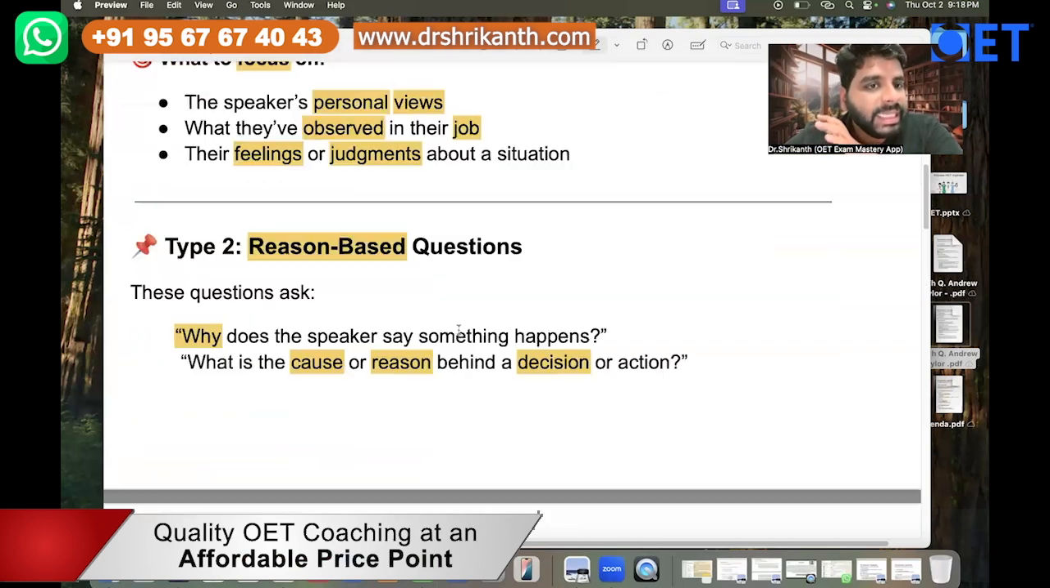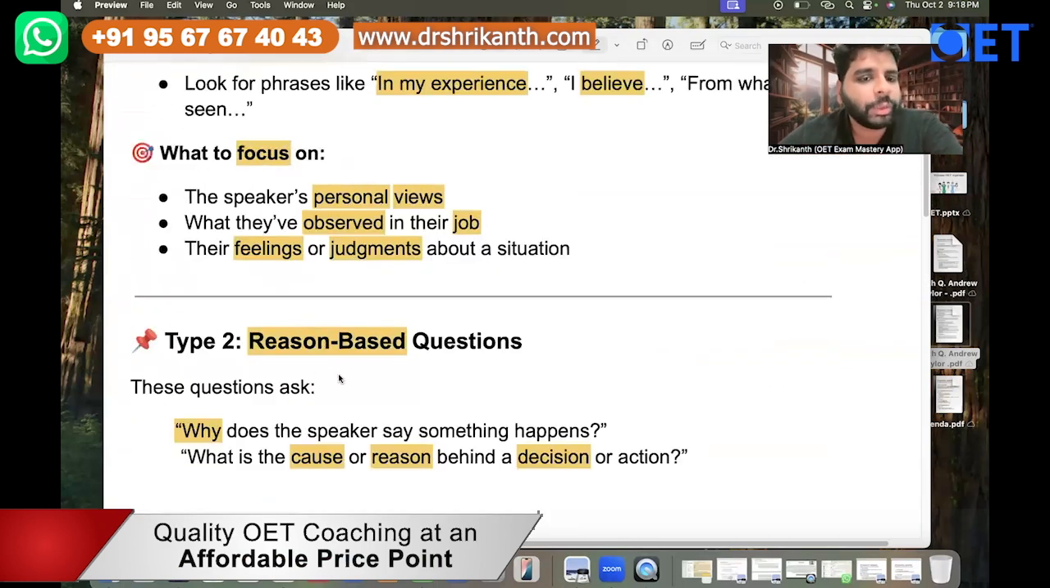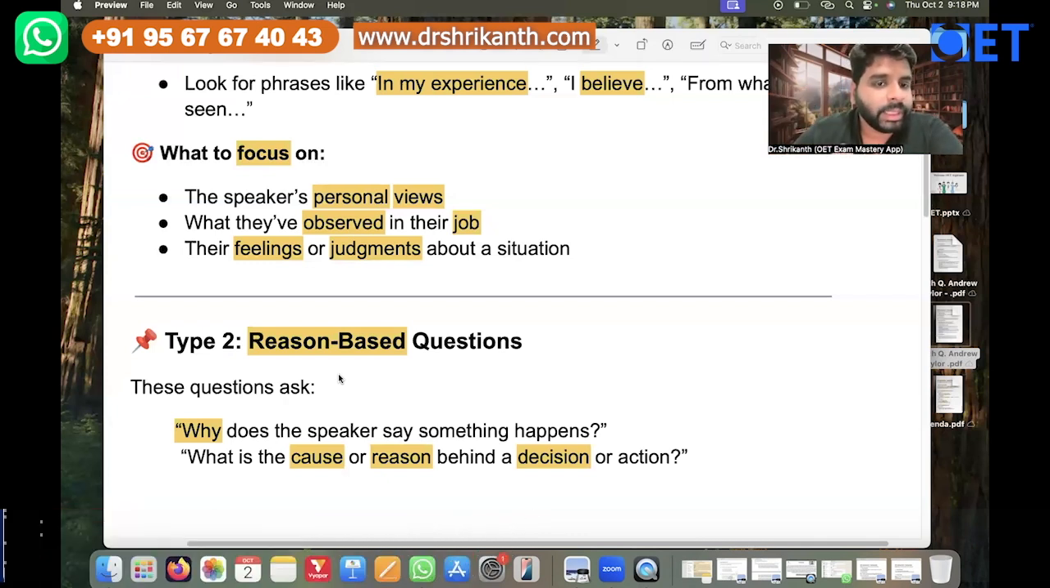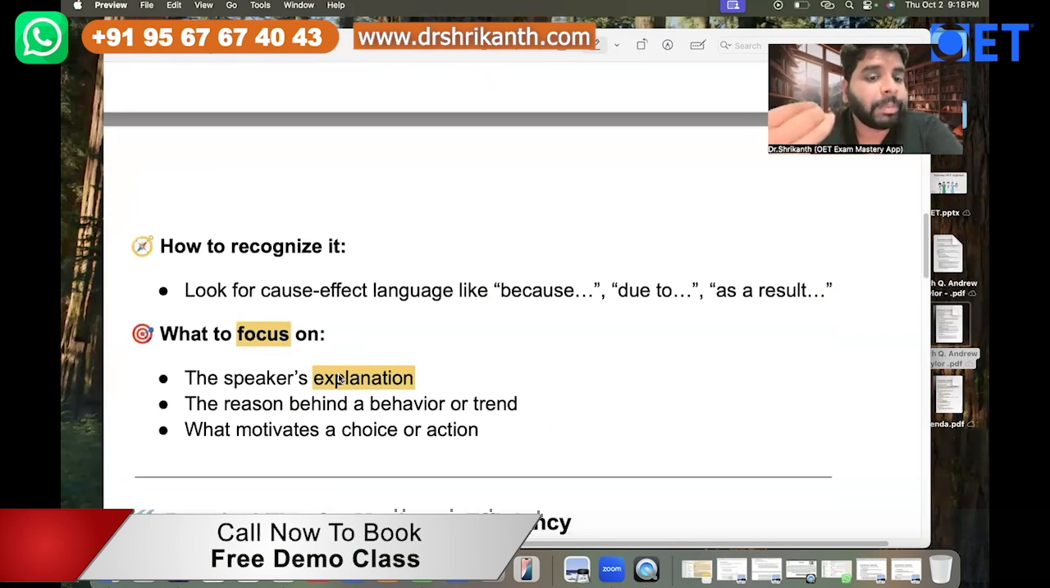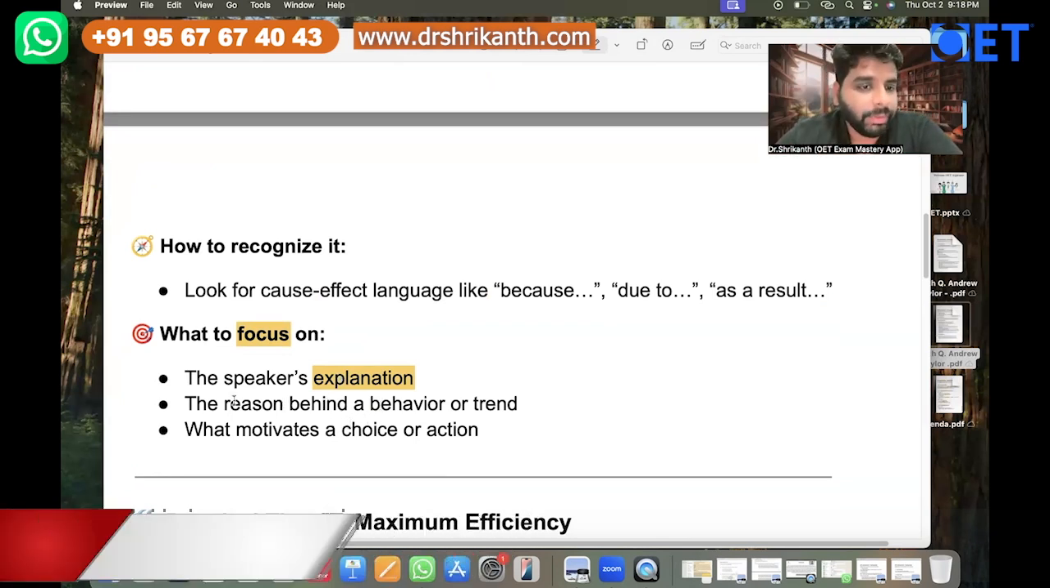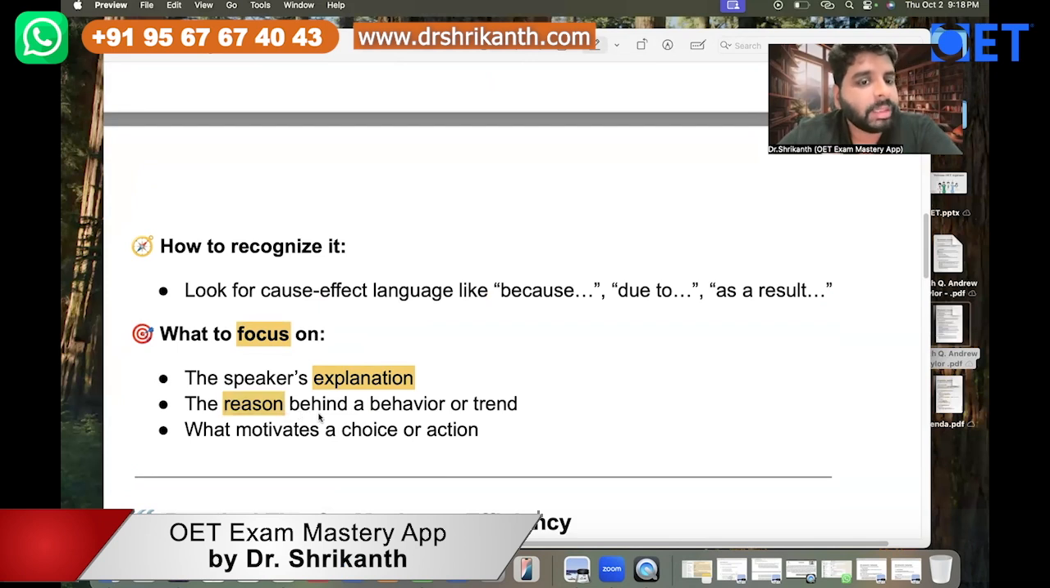So if it is a reason-based question, our duty is to understand why they did something, then there will be one explanation there. So you have to tell yourself, the speaker is most likely to explain one thing. That is where I have to focus. The reason behind a behavior. Reason-based questions mean the purpose. They did a behavior, they did something, they said something. What is the reason behind it?